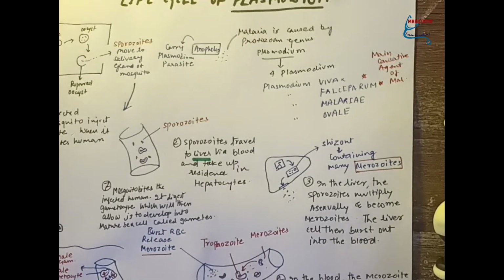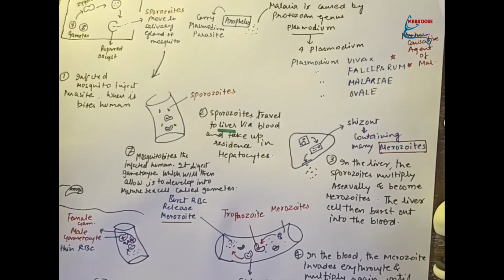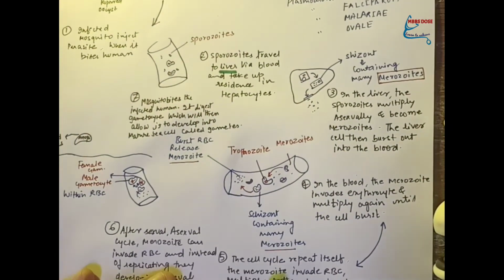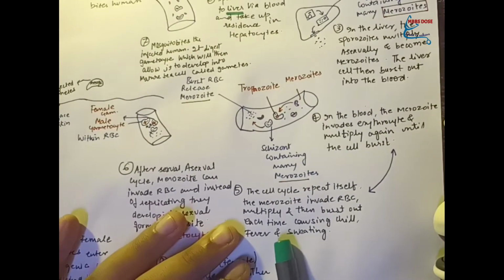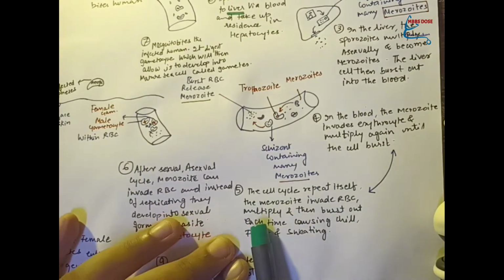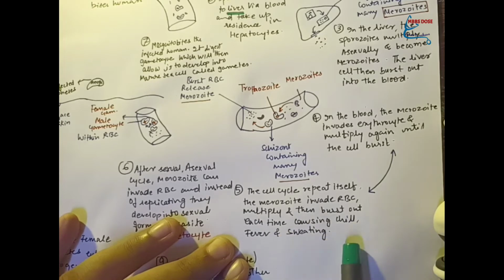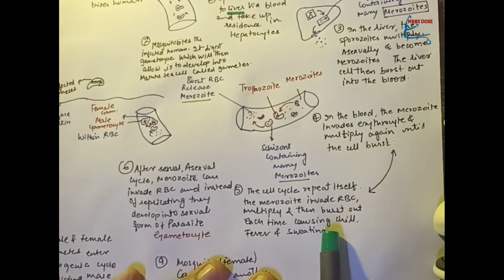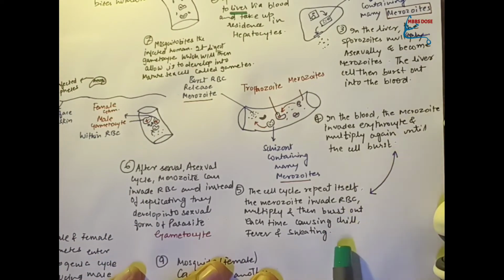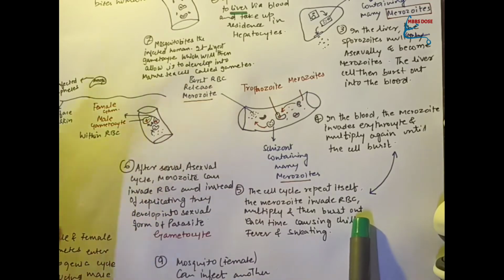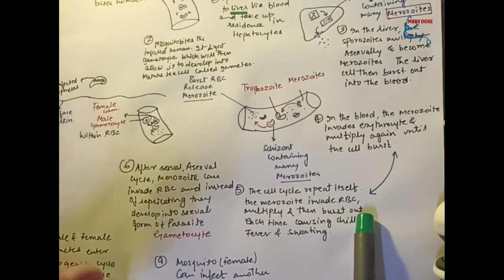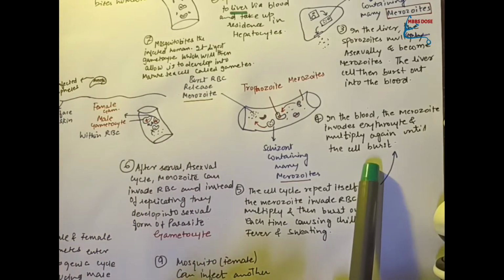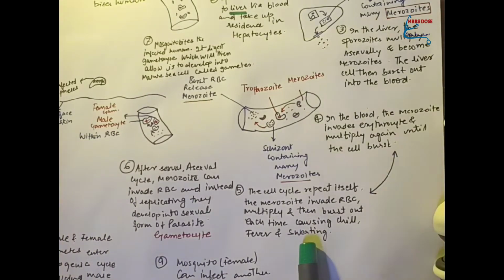Again, we talk about the fifth step, which is also happening in the blood, that is, the cycle repeats itself. The merozoite invades the RBC, multiplies and then bursts out, each time causing chills, fever and sweating, which are generally known as the symptoms of malaria. So these 4 to 5 steps are basically happening inside the blood, and that is optional for the parasite, because whenever it wants, it follows step 4, and then whenever it wants, it follows step 5.